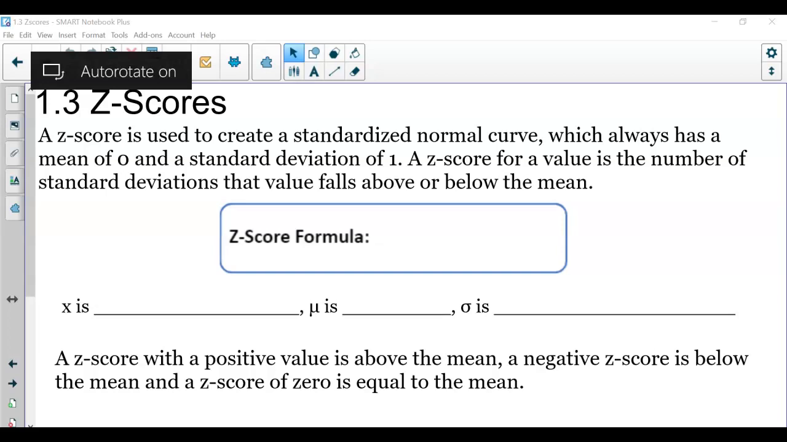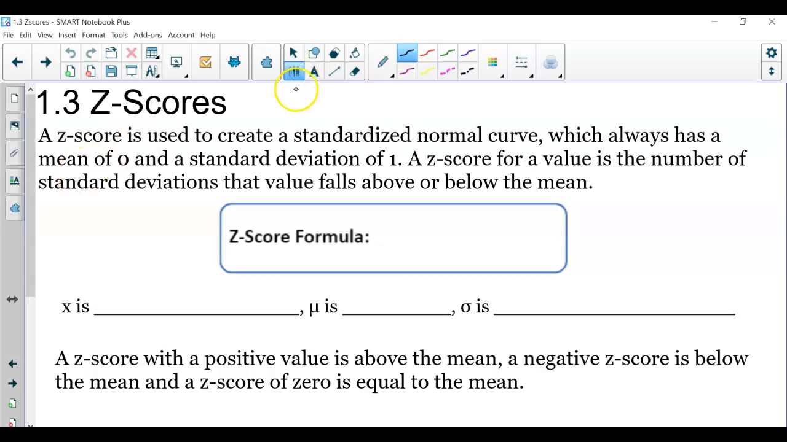In this video, I'm going over lesson 1.3, which is introducing the concept of z-scores and calculating a z-score. Now, a z-score is just a way to standardize the curve. And in this case, usually you'll have a mean of 0 and standard deviation of 1. So the z-score, just remember, represents the number of standard deviations above and below.